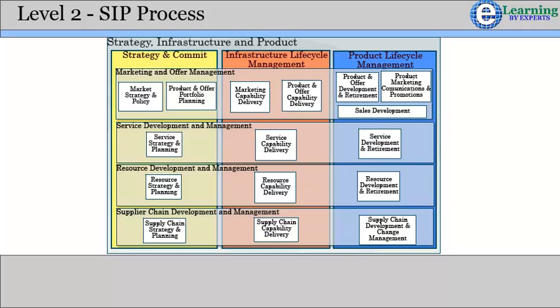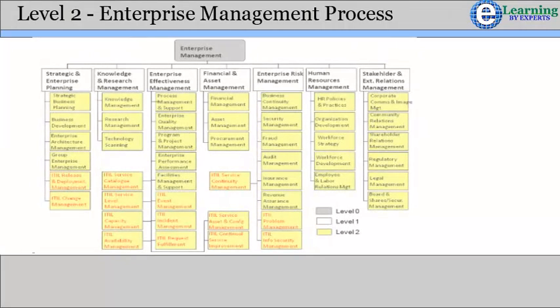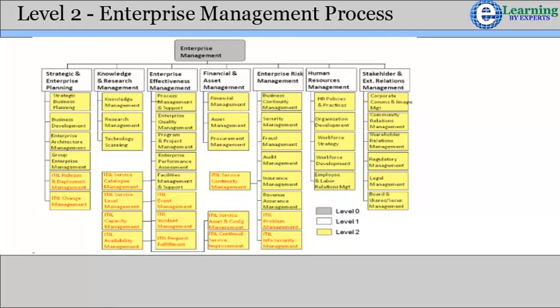The figure shows level 2 processes for strategy, infrastructure, and product, SIP, processes. As with operation, a level 2 process is part of a vertical, and also a horizontal level 1 process. But note that all SIP processes fit this pattern, and there are no exceptions as in operations. Level 2 processes for enterprise management has different view.